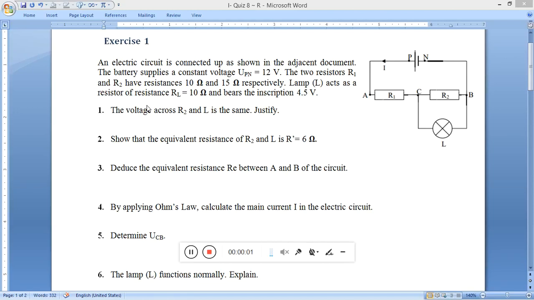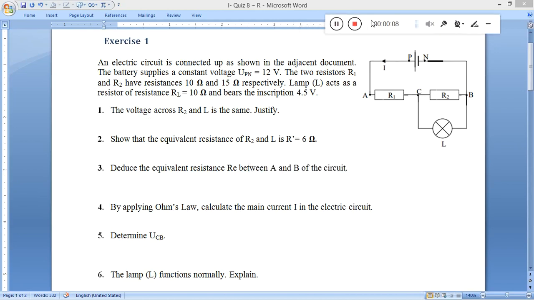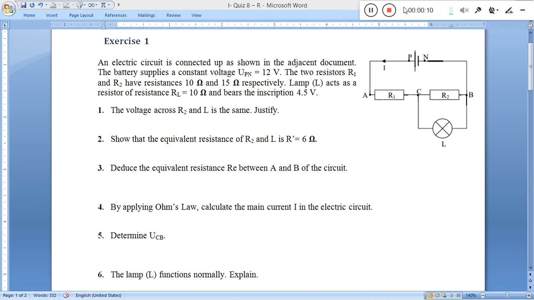Hello all. In this video, I'll do two exercises to explain the resistor and to apply some rules: Ohm's law and the rules for the equivalent resistance of resistors grouped in series and parallel. The first exercise, let's read it together.